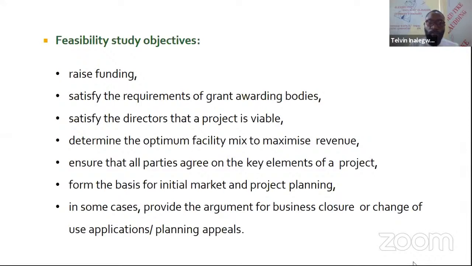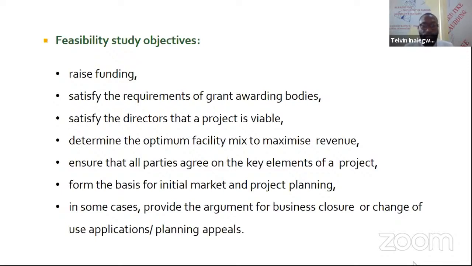Another objective is to ensure that all parties agree on the key elements of a project. What are the key elements of your project? From your cost, to your expenditure, your cash flow, your profit, your strategy, all those elements of that project will be ensured that all parties agree. And this objective also forms the basis of initial market and project planning. It will allow you to know how to go about your initial market and your project planning.